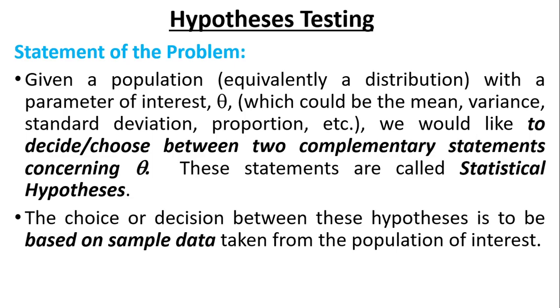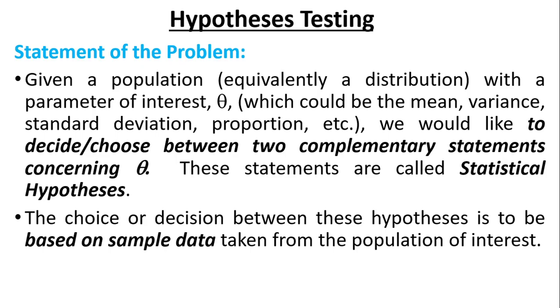Two complementary. That means once we state A, B will complement A. So it's not just that these things are independent; they depend on one another. They must complement each other. So when we have such a scenario, what we have is what we call a statistical hypothesis. I hope that is clear.